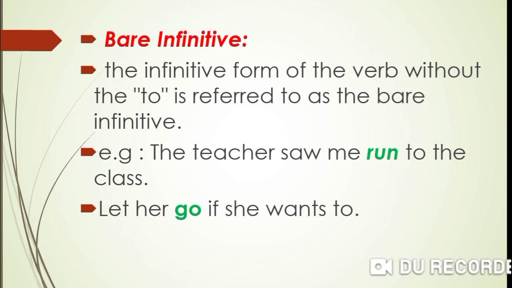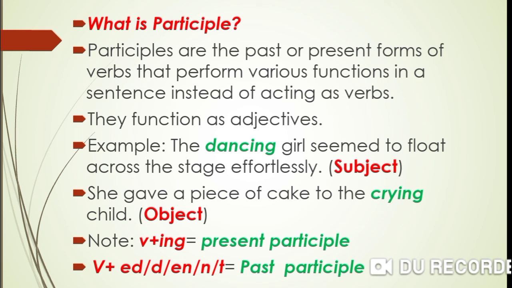So basically we have to understand that if the verb is in the first form and is used just after the object, generally it is a bare infinitive. Like, the teacher saw me run to the class and let her go if she wants to. So in both cases you can see the verb v1 is used after the object, and it is without to, and that's why it is a bare infinitive.